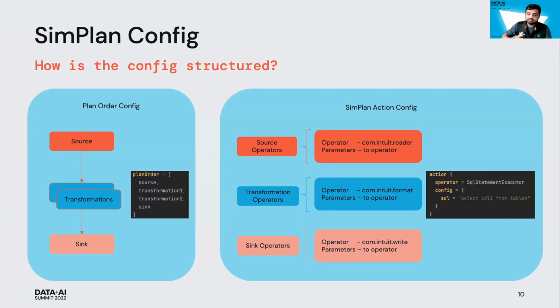Now, let's look at how a Simplan configuration works. It mainly has two parts. One is the execution order, and then you will define how the operators are defined. An operator structure typically would look like this. You will define an operator, which in this particular case is a SQL execution operator, and then you can pass the parameters that you want to pass to that particular operator. So in this case, you're passing the SQL statement. And like that, you can define as many operators as you want, and you can chain them. And then you will be defining the order of execution, like the plan order that you need to define.